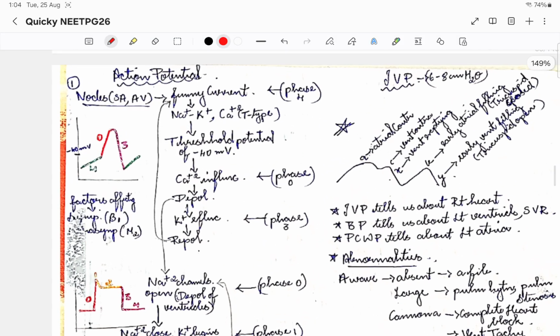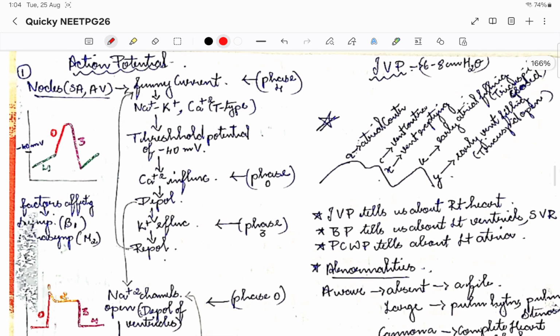I had taught about the action potential in physiology, the basics of the action potential, where I taught the action potential of the nerves and muscles. Now let us see the action potential with respect to the nodes and the ventricles. Nodes and ventricles have a different kind of action potential, so that is why we'll learn here. First we'll learn about the nodal action potential.